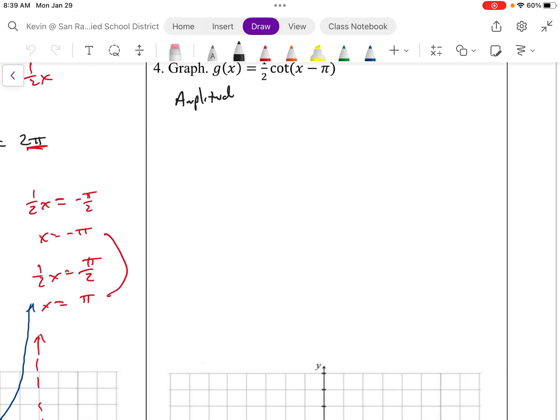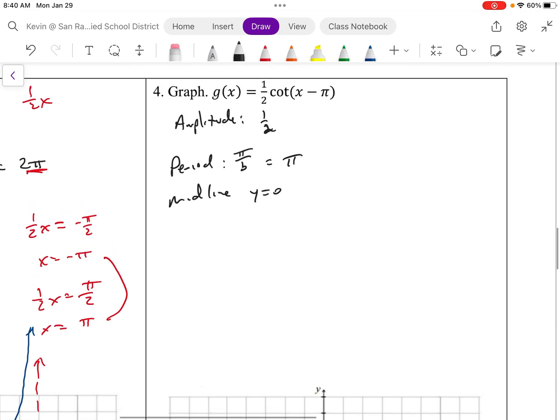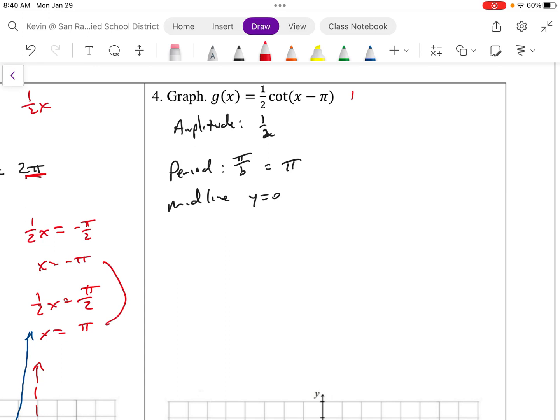Let's just do our usual amplitude. Our amplitude here is going to be 1/2. Our period, again, period is pi over b when we're dealing with tangent, cotangent. And in this case, b is 1, so this is just pi. And our midline, again, is y equals 0, because there is no plus or minus d.